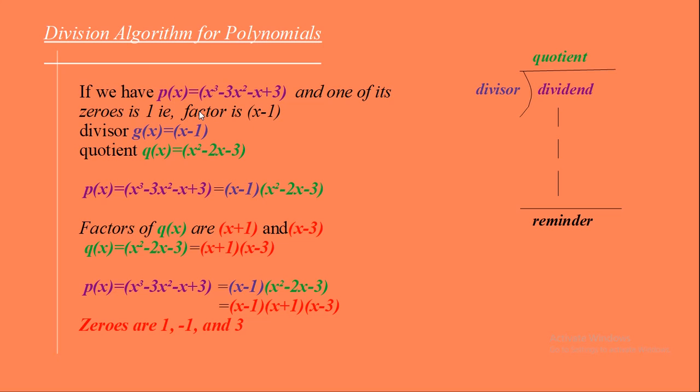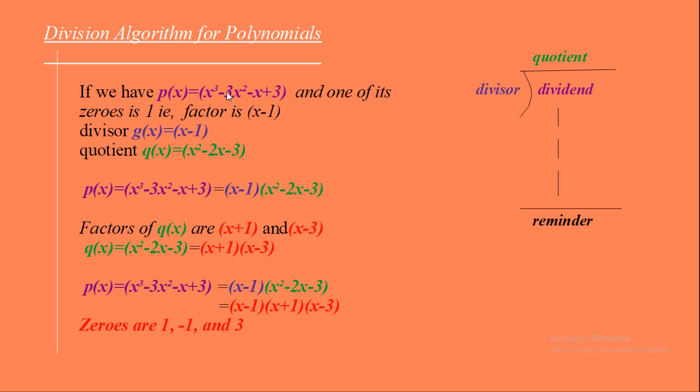First we are going to take a cubic polynomial, that is x cube minus 3x square minus x plus 3. This is a cubic polynomial with variable x, so we can represent it as p of x. Given that one of its zeros is 1. We know that a cubic polynomial will have at most 3 zeros and there will be corresponding factors. If 1 is a zero of this polynomial, then the factor will be x minus 1, isn't it? And we have to find the other two factors, and thus the other two zeros of this polynomial.